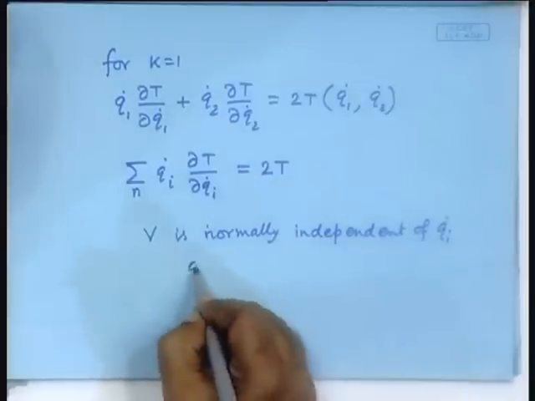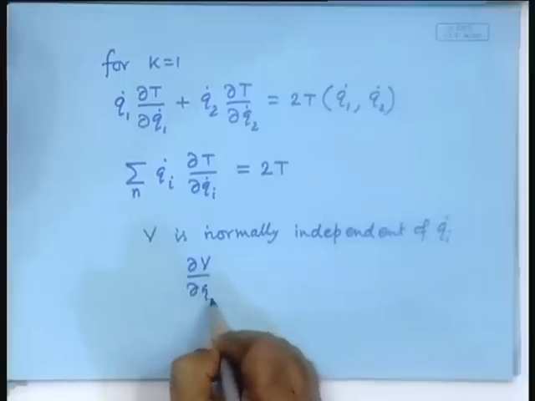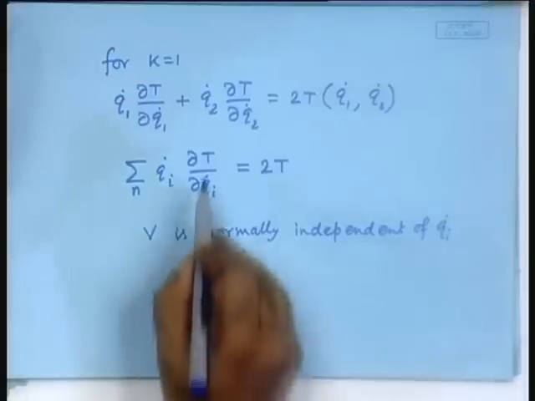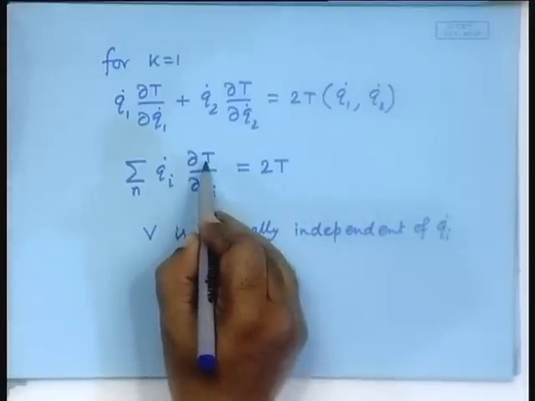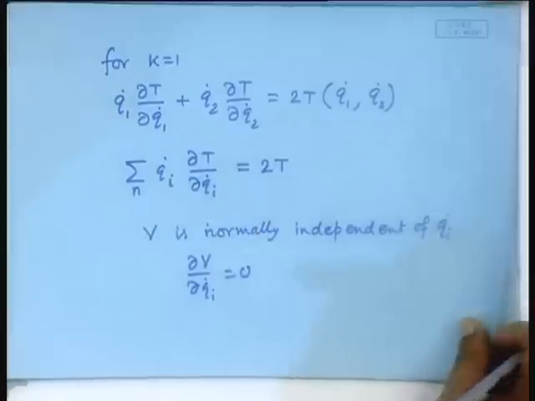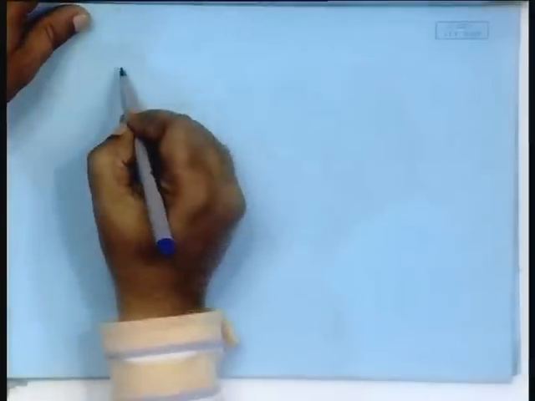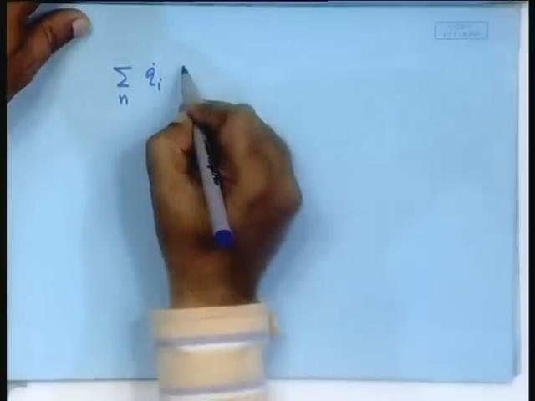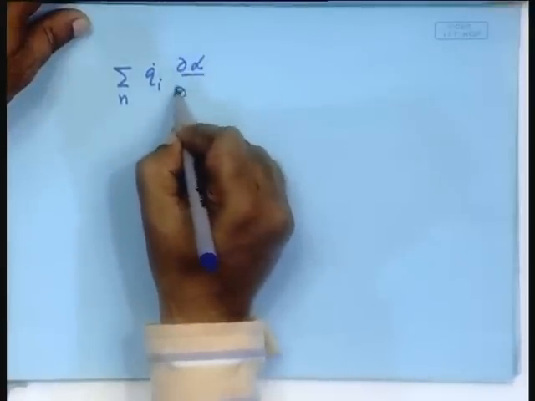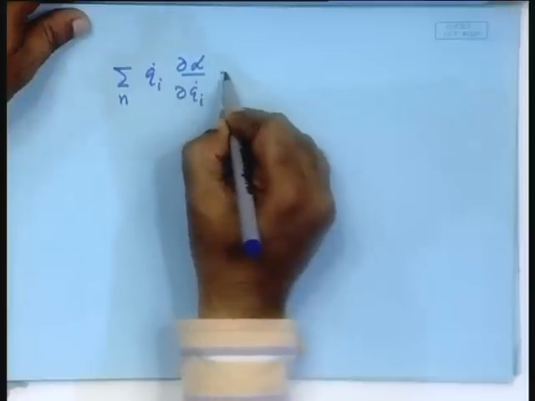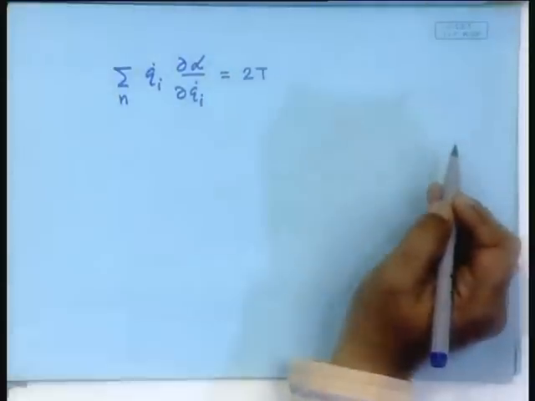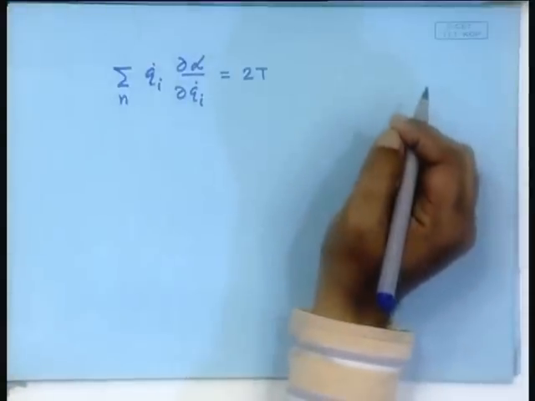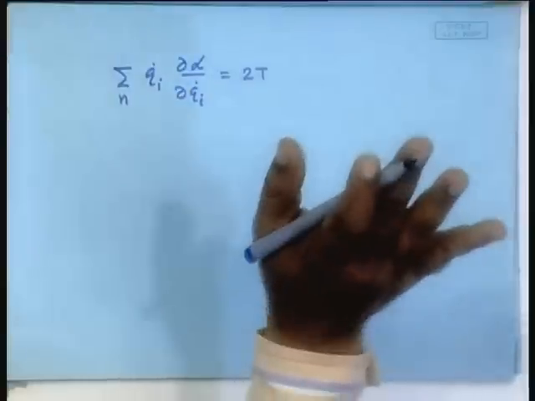If this is true, then we can write the Lagrangian here. That is what we did earlier. So, this yields the summation over n of q_i dot times the derivative of the Lagrangian with respect to q_i dot, which is equal to twice T. So, this result we will use, just keep it in hand for now.